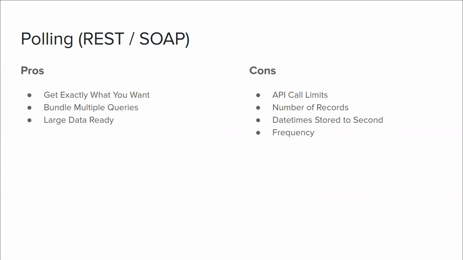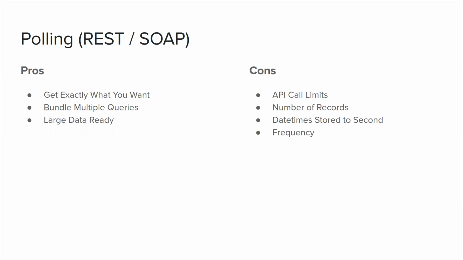Pros about this, you get exactly what you want. If you're doing it with Apex REST, you can define everything, define your object, and provide it back. If you are doing it with the SQL query, you in your consumer say, these are the fields that I want. You can bundle multiple queries together with the Apex. There are ways you can make very complex queries in SQL and get that data back. And this is large data ready.